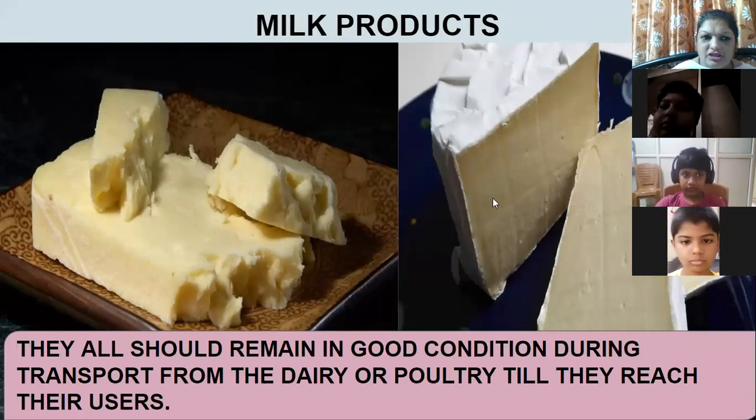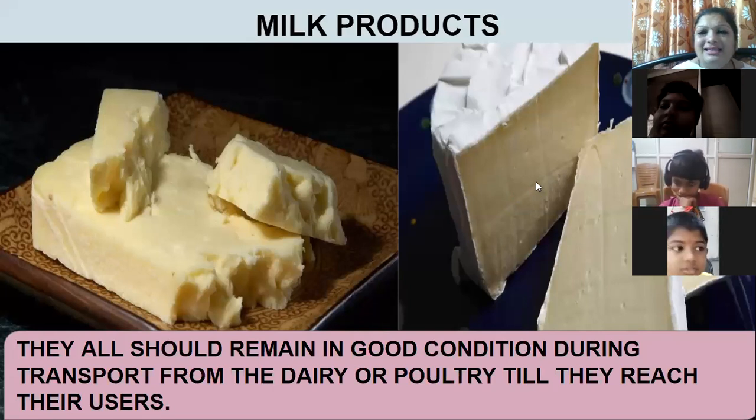If you need your cheese, paneer, or milk to be in good condition, you need to use different techniques. Either you boil the milk, or you keep the milk in the refrigerator, or you need to keep these things in a cool place where the temperature is very low.